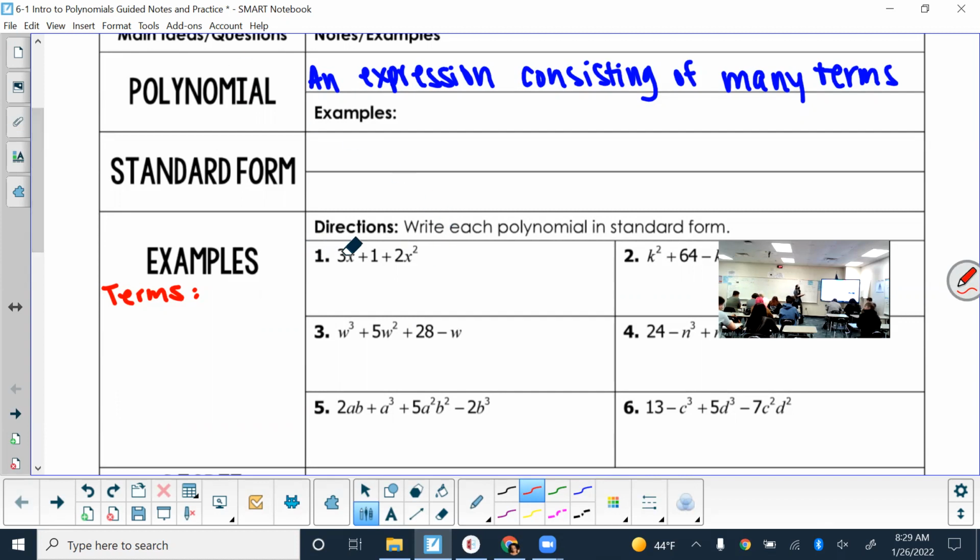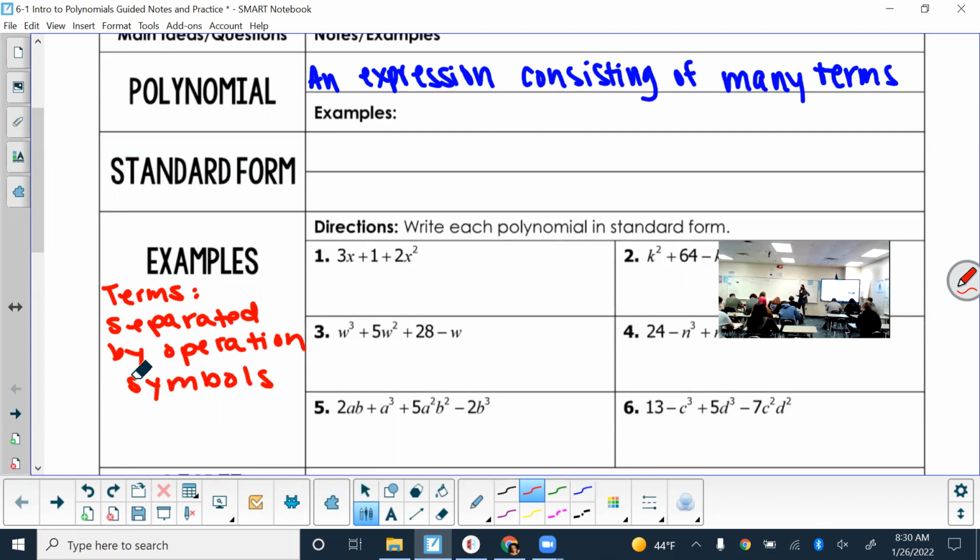So you know it's a different term because they are separated by operation symbols. Operation includes addition, subtraction, multiplication, division, equal signs. Basically anything that has to be written out, like a plus sign, a parenthesis, whatever it is, separates your terms.